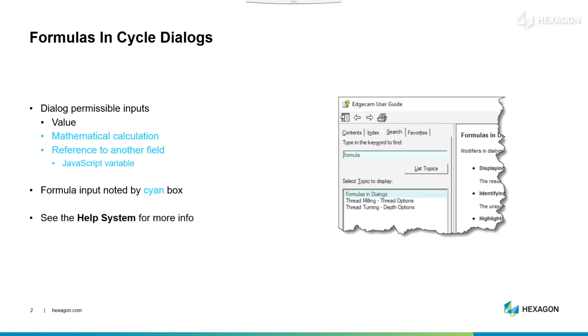FYI, the help system is a very good technical reference on this capability. Simply open the user guide, go to the search tab, and type in the keyword formula. This brings us directly to the Formulas and Dialogs topic, which has great information detailing how this functionality works.